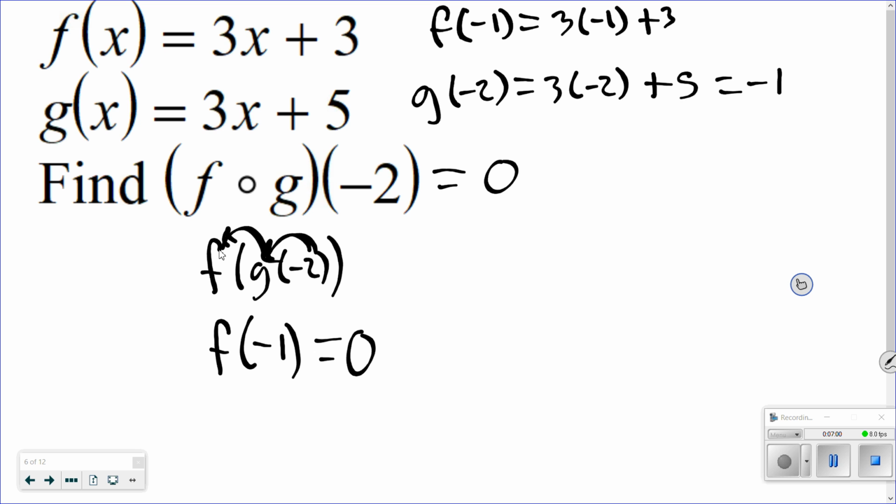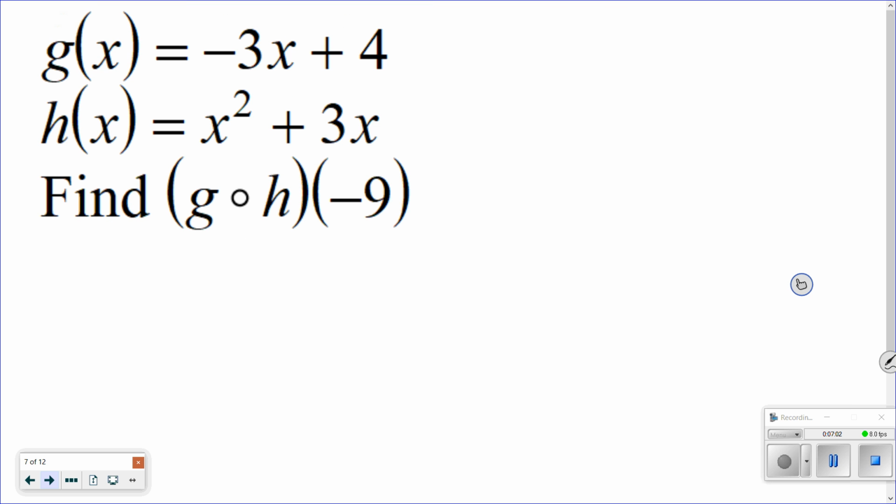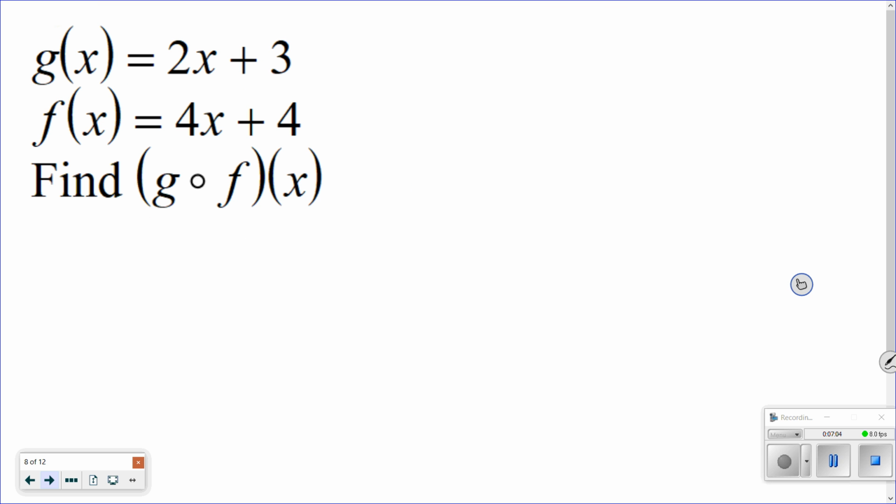So let's look at an example when we don't have a number to plug in. If you look at this one right here, it says find g of f of, and right here, instead of having a number to plug in, I have an x. When that happens, just like when we did the operations on the last lesson, instead of getting a number for an answer, we're going to get a rule, like an equation back out, something with an x in it. So let's give that a try.